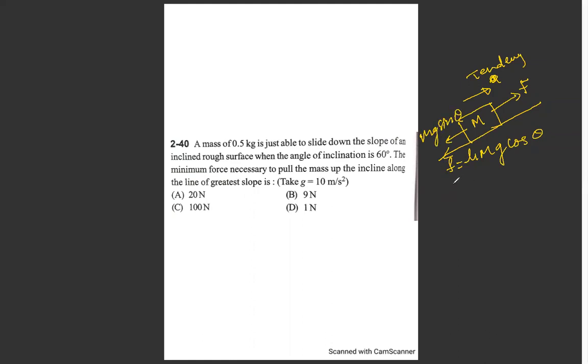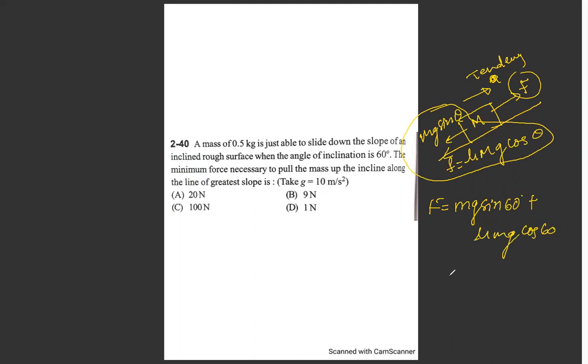So what we are going to get? The minimum force means F must be equal to the summation of these two. So we can write down F is equal to mg sin 60 degree plus mu mg cos 60 degree. All of the values have been given to you. You just put them in the equation and you will be getting the answer. It is coming as 5 root 3. 5 root 3 is 1.732, so it is almost equal to 9 Newton. Even though you do not have to calculate, because only one option is very near to the answer.